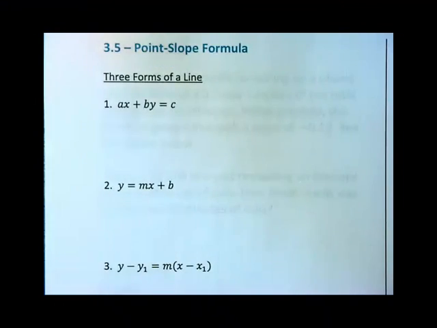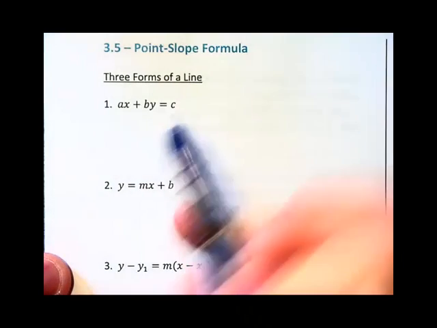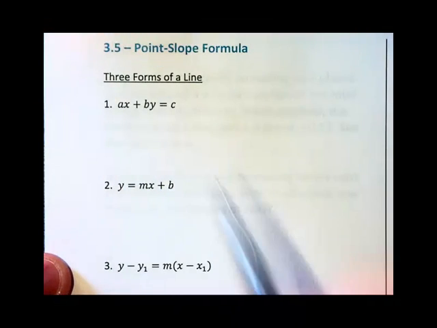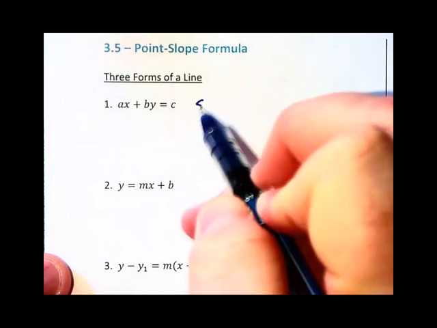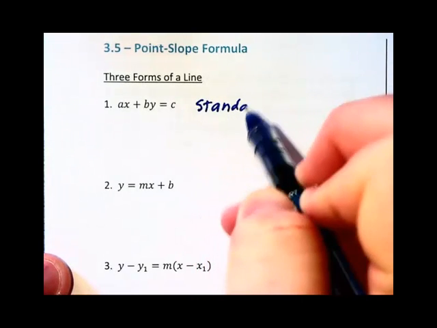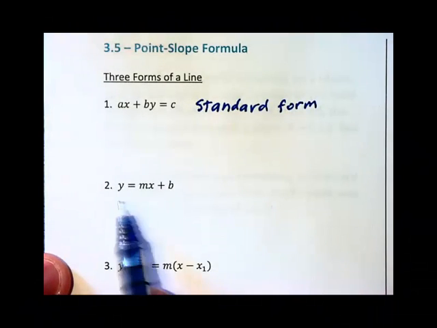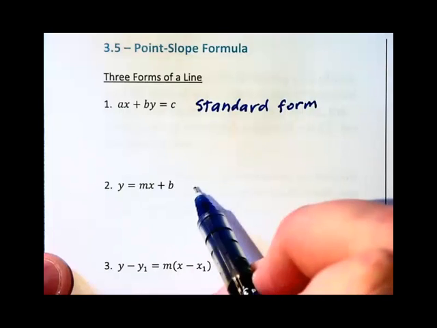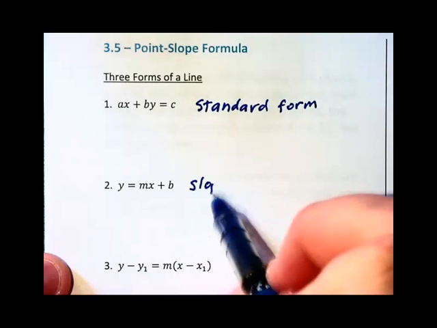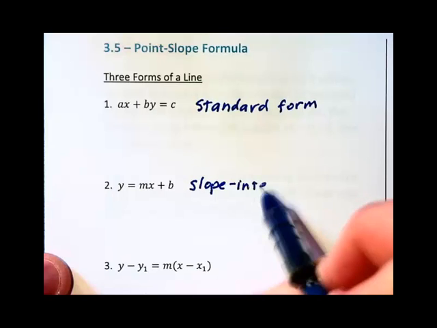This is a critical video dealing with the point-slope formula, but before we get into how to use the point-slope formula, I want to review with you the three forms of a line that we have so far. The first one, where the x's and y's are on the left and there's a constant on the right, is known as the standard form of a line. This second one, y equals mx plus b, is, as you know, the slope-intercept form of a line.